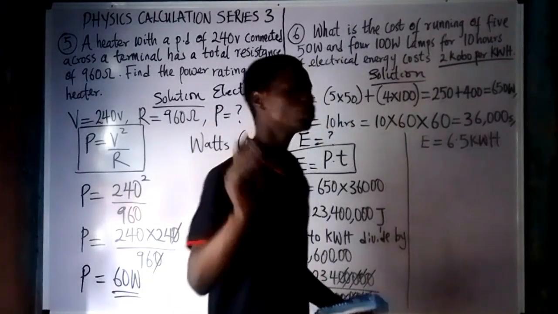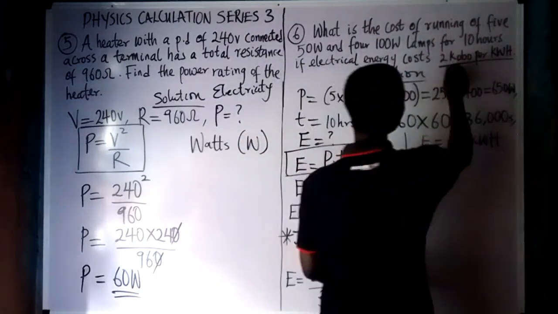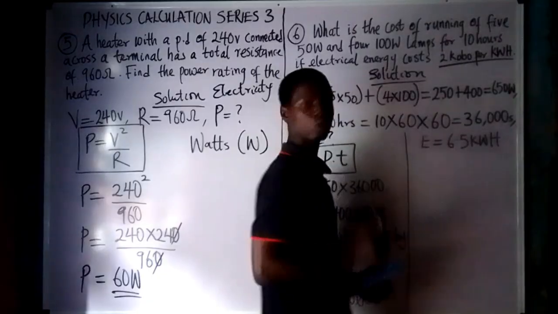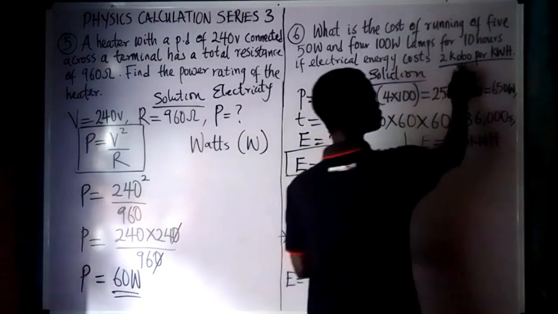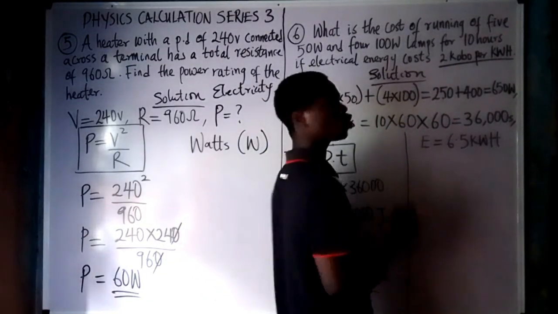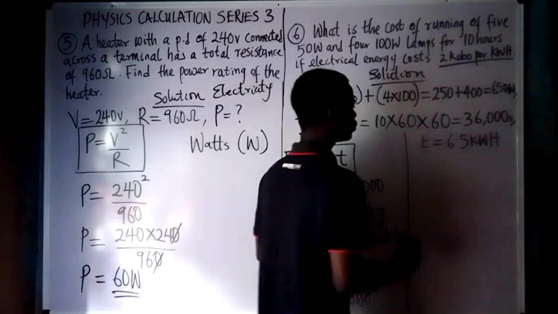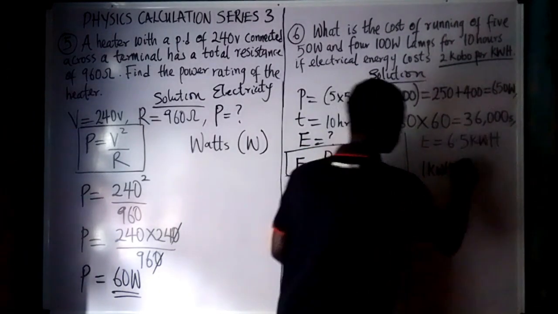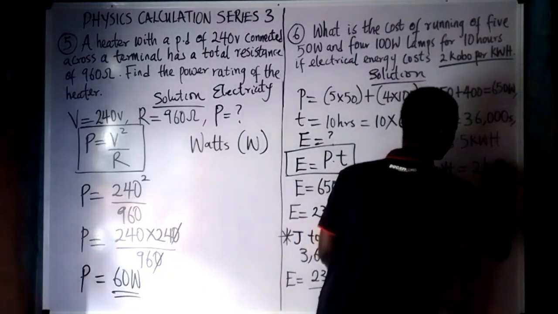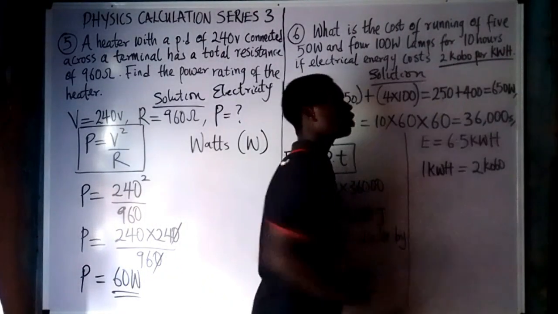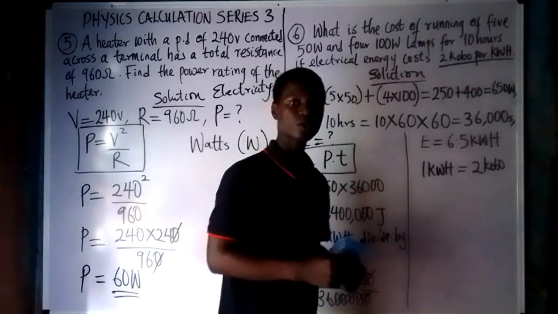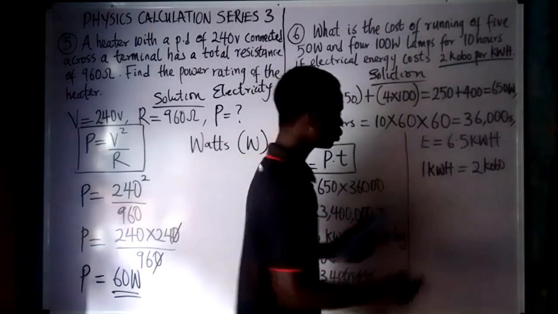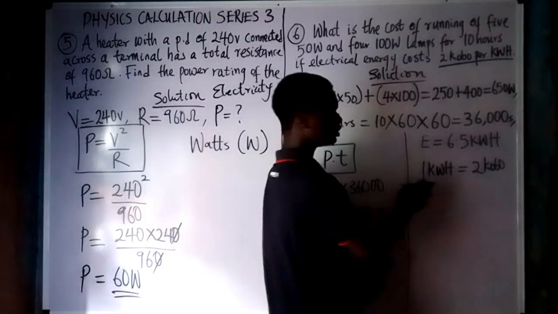And we're told the rate that it is 2 kobo. For every 1 kilowatt hour, you're going to be paying 2 kobo. So based on the rate we have here, they said 2 kobo per kilowatt hour, we'll now say 1 kilowatt hour is equal to what? 2 kobo. We have drawn the relationship between the cost of the electric energy and the kobo.